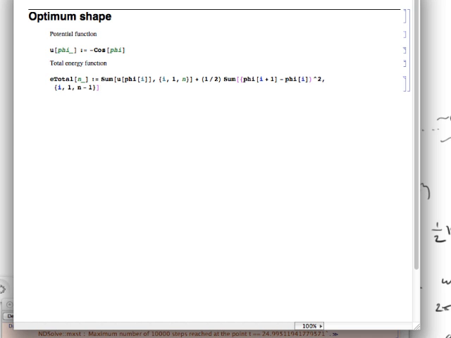And that sum runs from i equals 1 only to n minus 1, because we're taking the difference between the i plus first and the ith bead, and there's n beads altogether.